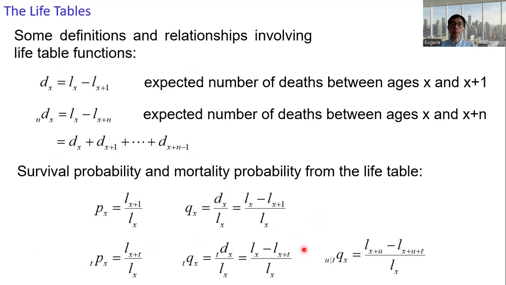The deferred mortality probability, u|tqx: an individual currently at age x can live beyond x plus u, but dies before reaching age x plus u plus t. And this is the expression for this deferred mortality.